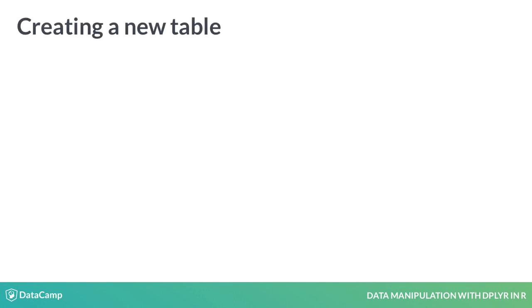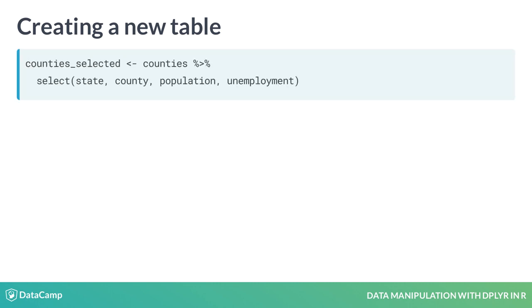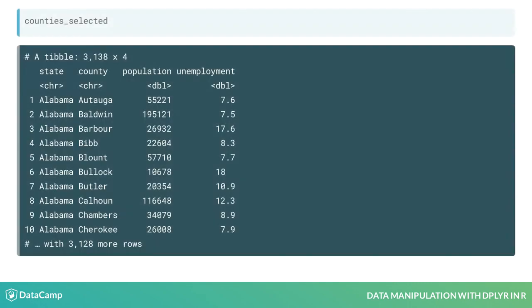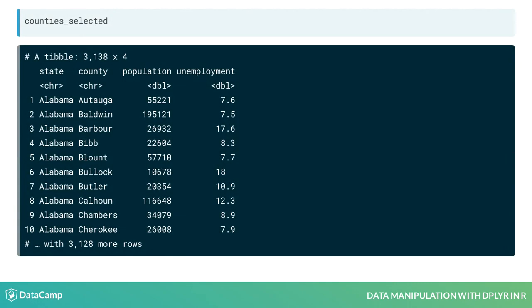Sometimes you want to keep the data you've selected. You can use assignment to create a new table. Recall that you use the arrow operator, written as less than dash, for this. This gives you a new table called counties underscore selected. You can print that dataset just as you did the first one. Let's practice.